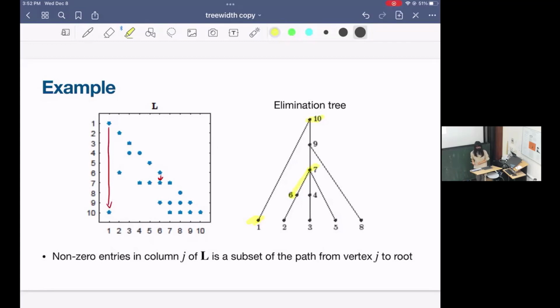Overall, the property you get is that the non-zero entries in every column of L form a subset: in column j of L, they are a subset of the path from the vertex j to the root in this elimination tree. So if we have some data structure based on the elimination tree, it can help us keep track of the non-zero entries of L. Then we'll be working along this elimination tree when we need to update L.